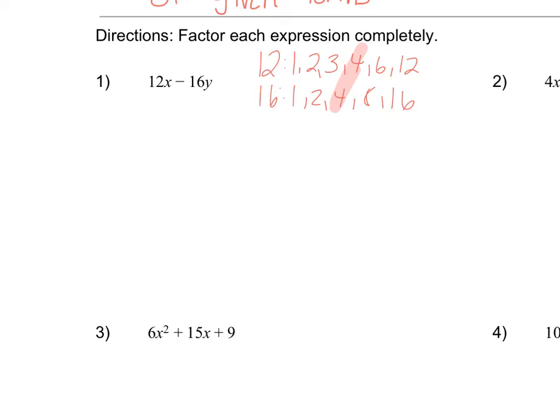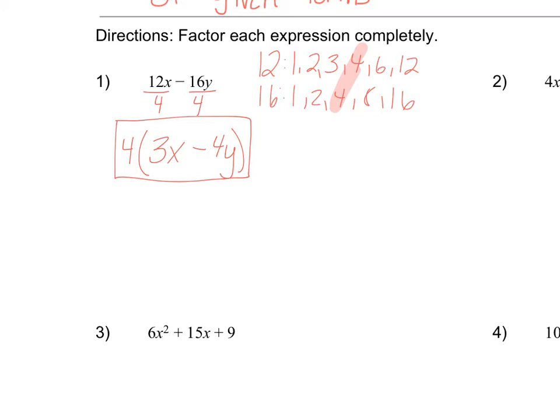So when I'm factoring out my GCF, I want to divide each expression by 4. So that 4 is going to come on the outside of the parentheses. Well, what's 12x divided by 4? That's just going to be 3x. 16y divided by 4 is just going to be 4y. So when I factor that out, my expression is going to look like this: 4 times 3x minus 4y.